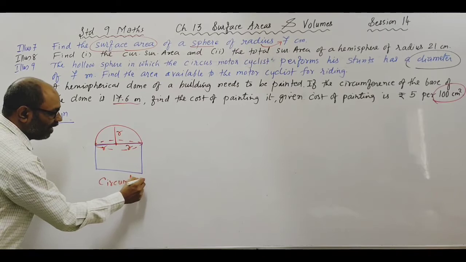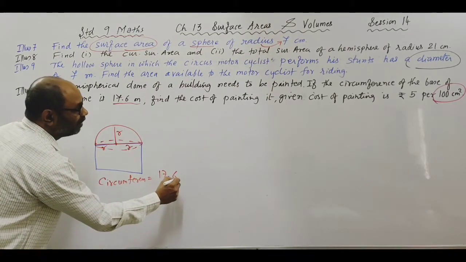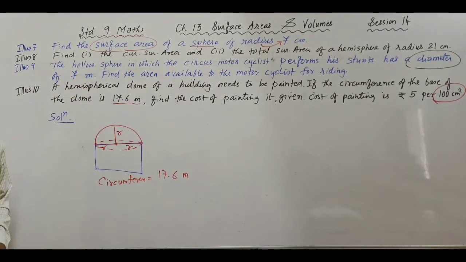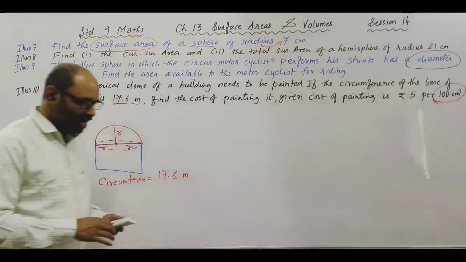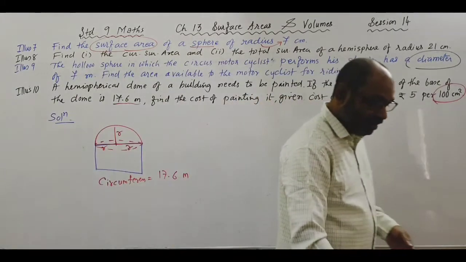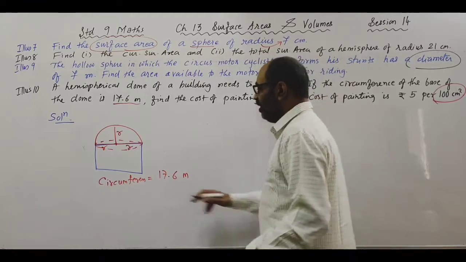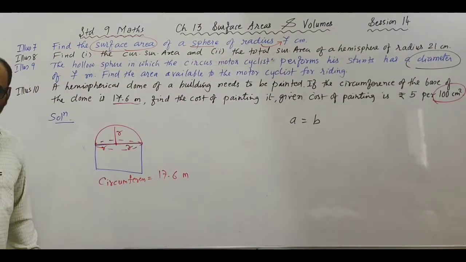How much is circumference? 17.6 meter. Circumference I do not need later; I want radius. Children, I got A equal to B, something like that, right? Circumference is equal to 17.6.